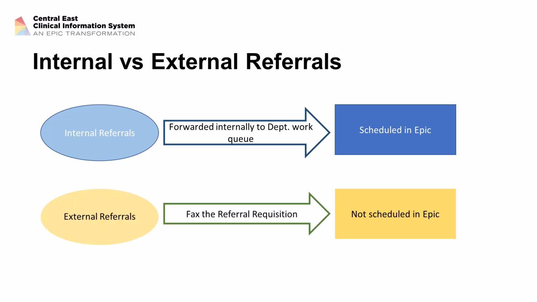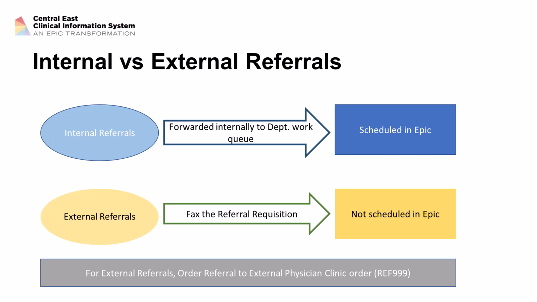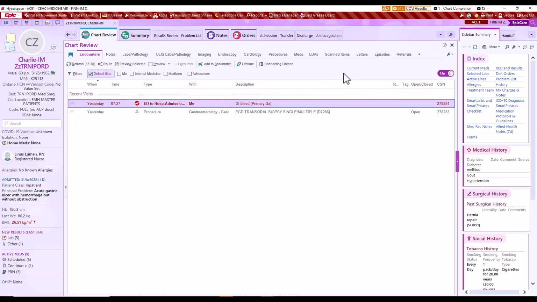External physician clinics don't have access to work queues. They rely on faxes from referring facilities. For all the external physician referrals, please use the Referral to External Physician Clinic option. These requisitions should then be faxed over to the appropriate clinics. It can be printed from the chart review section.